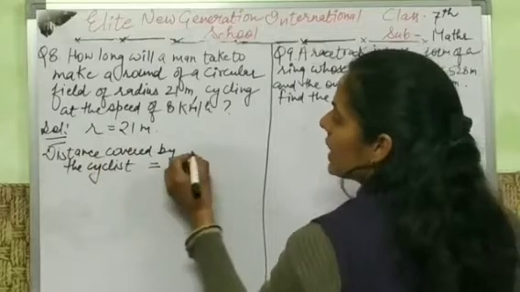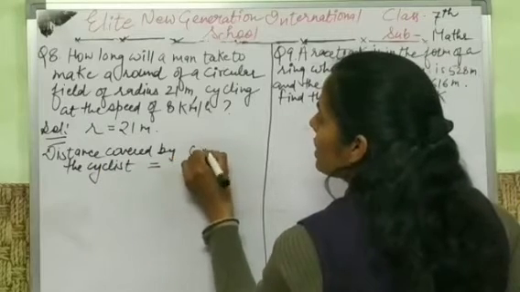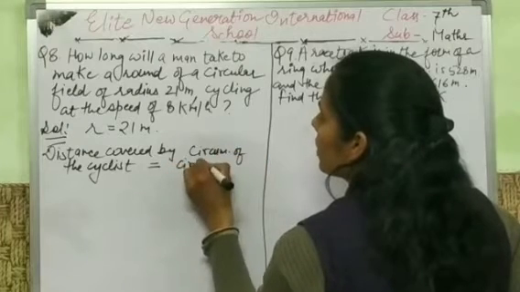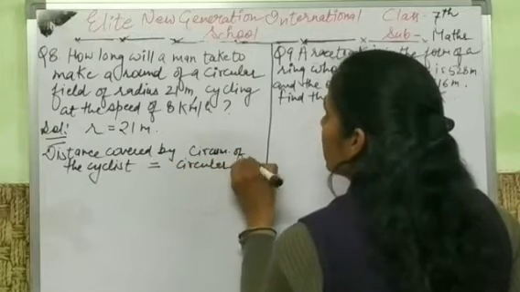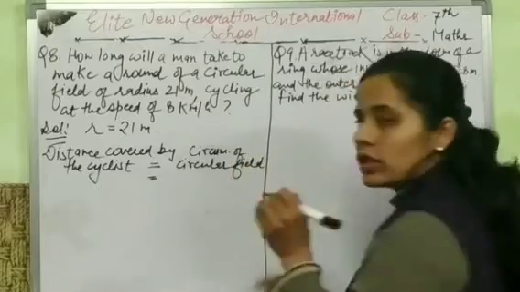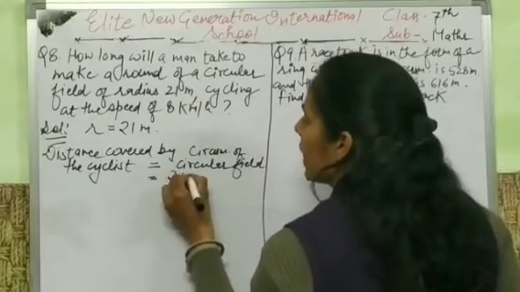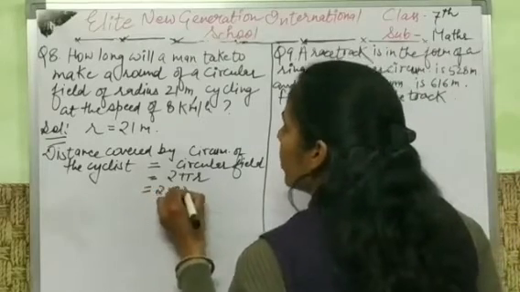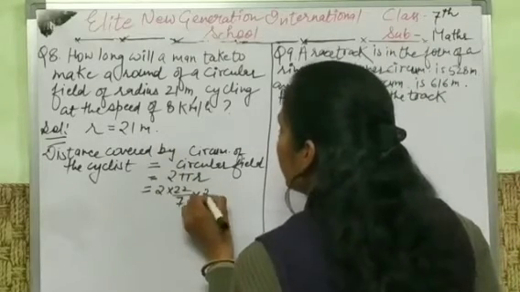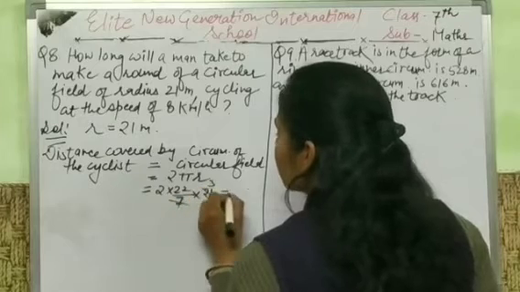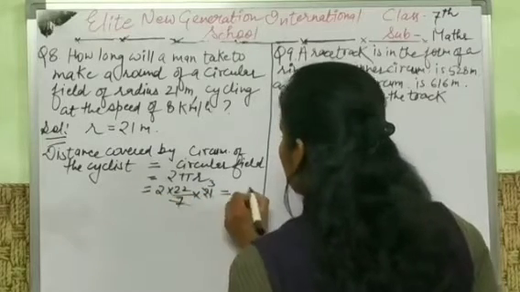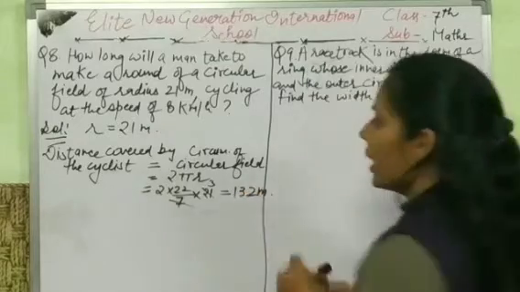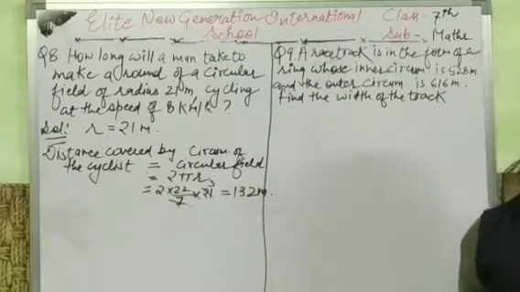So distance covered by the cyclist is equal to the circumference of the circular field, right? And the formula of circumference of the circle is equal to 2 pi r, and r is given. So you have to put the value of r here. So 2 into 22 upon 7 into r, 21. When we solve it, here we'll get 132 meters.